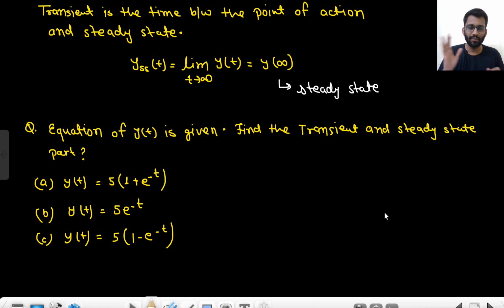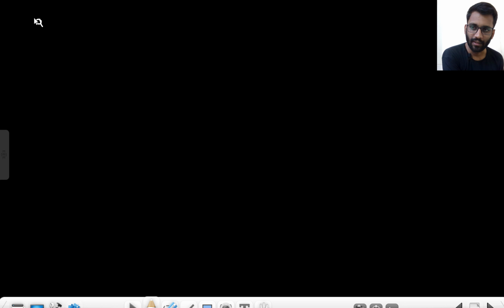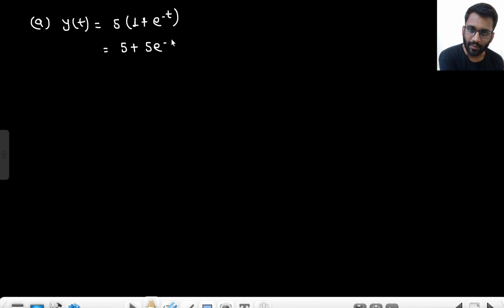So now there is a question, by which you will understand more. There is an equation given of y(t). You need to find which one is the transient and which one is the steady state part. Let's just take the first equation. y(t) is 5 into (1 plus e to the power minus t). I can write 5 plus e to the power minus t. What is steady state?